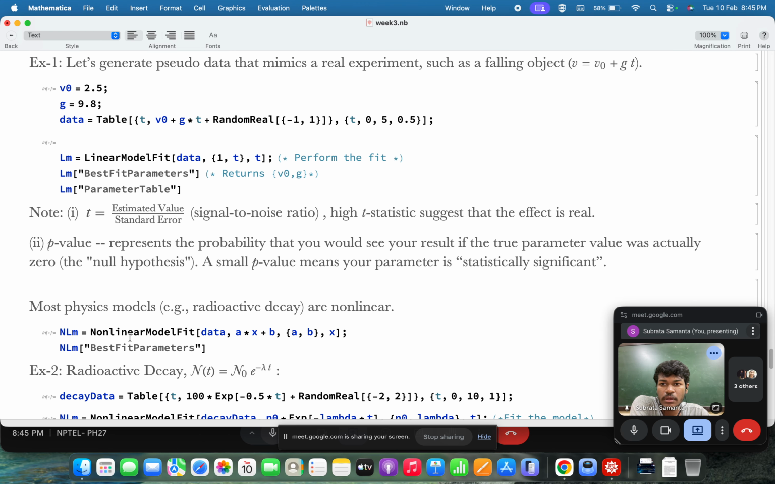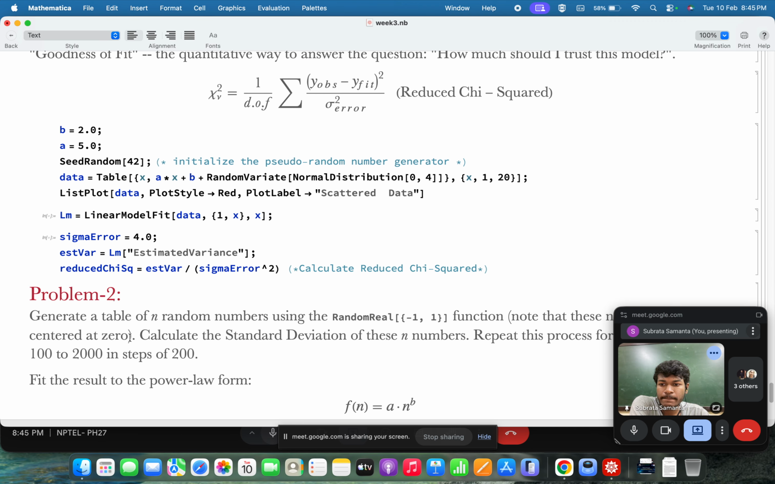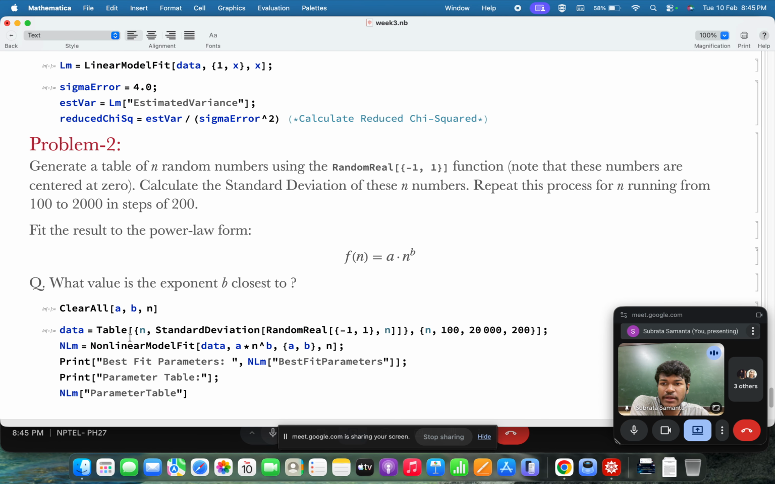So, let us do one exercise. Yeah. So, let us do one problem. Generate a table of n random numbers using the RandomReal function, and note that these numbers are centered at 0, and calculate the standard deviation of these n numbers, and repeat this process while n runs from 100 to 2000 in steps of 200, and fit the results to this form and calculate what is the value of b from the fit.